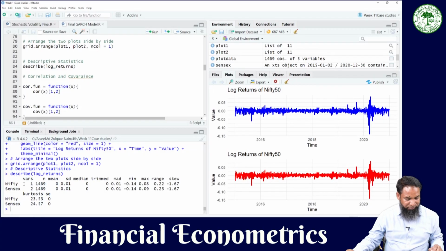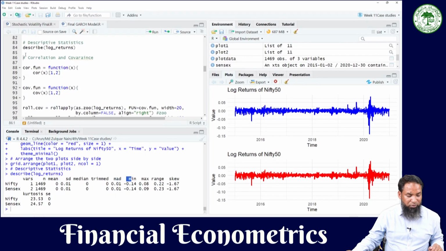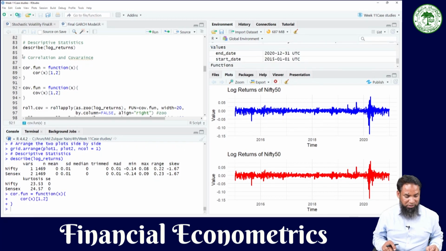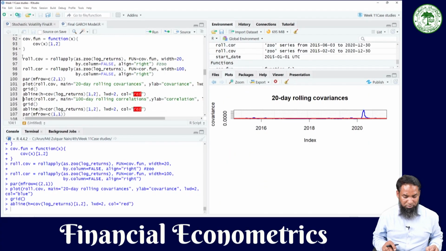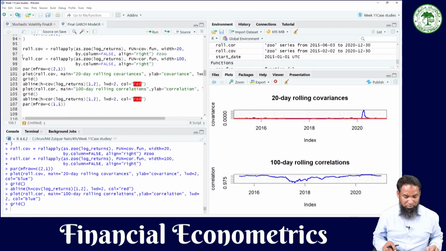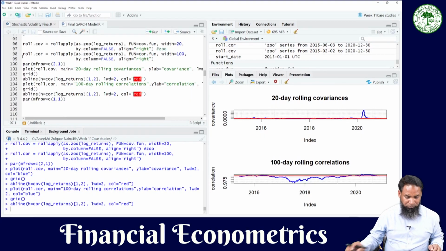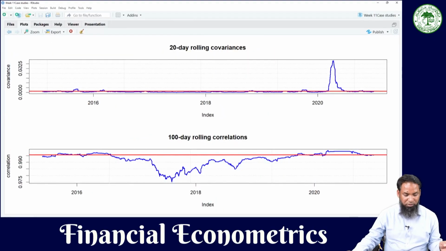So the descriptive statistics we are finding first. These are the descriptive statistics we have: the variable, number of observations, mean, standard deviation, median, trimmed mean, median absolute deviation, minimum, maximum, range, skewness and kurtosis. Now we are calculating the correlation and covariance function here. So here basically we have the 20-day rolling covariance and the 100-day rolling correlation among these two.